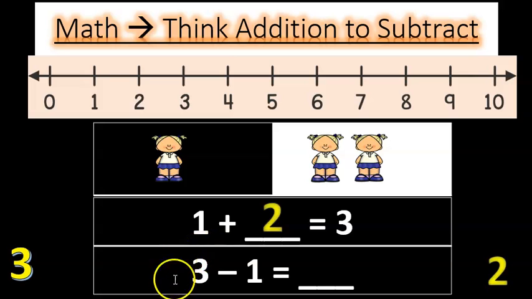Now let's come to our subtraction equation, okay? What number is missing here? Good job, 2. So let's insert 2 here. Remember, whatever number is here, you're going to insert that as your answer now. Let's read the equation. Repeat after me. 3 minus 1 equals 2. Let's read it again. 3 minus 1 equals 2.